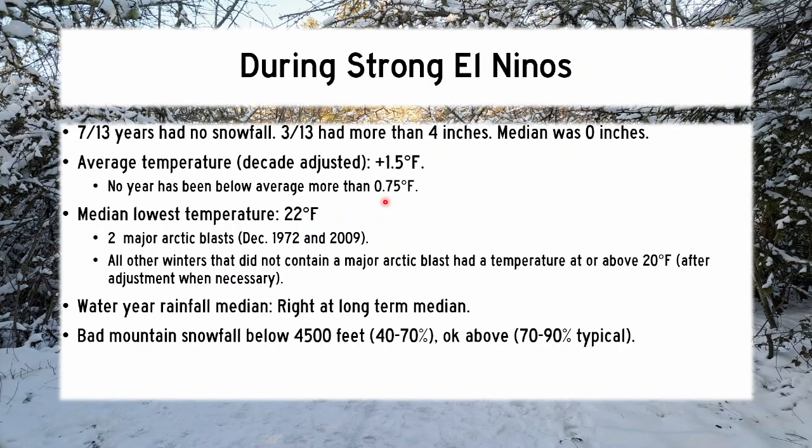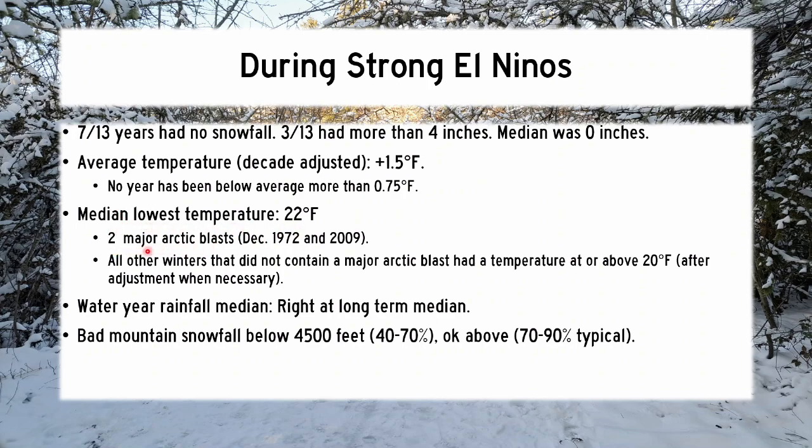Also, something else that I noticed is that every year that has had a below average temperature has either had their December being at average or below average. So that's not something that's going in our favor for a below average winter temperature wise. The median's lowest temperature was 22 degrees.